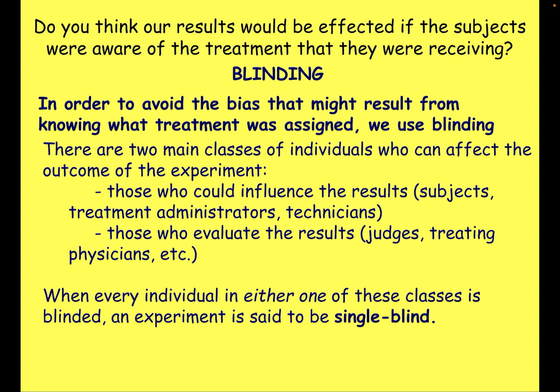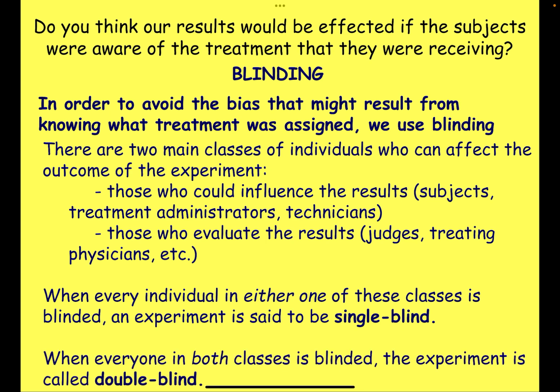When every individual in either one of these classes is blinded, it's single blind. When both classes are blinded, then the experiment is called a double blind experiment. It's very important to differentiate between single blind and double blind. We hear this a lot, especially when you hear medication commercials and things like that. They talk about double blind studies. Listen to those medication commercials, and you'll hear that a lot.